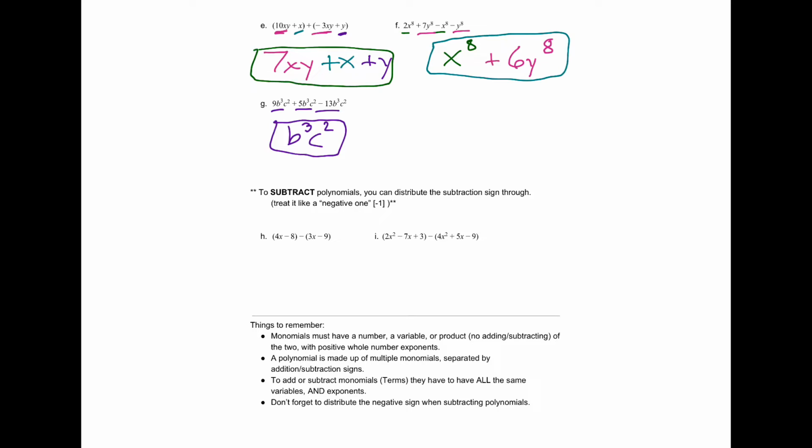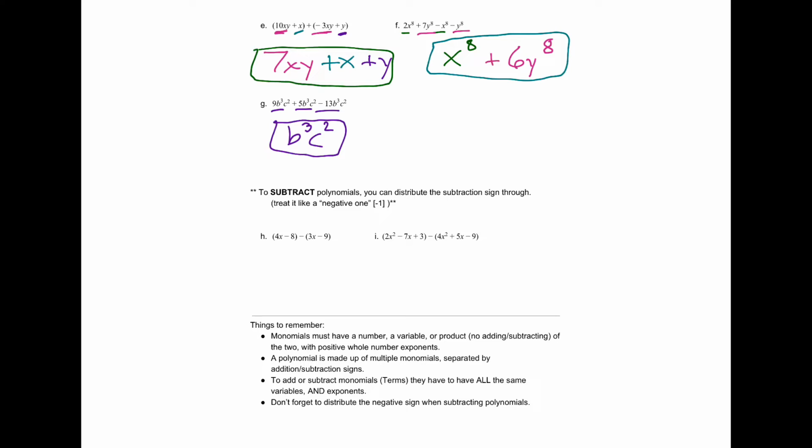And then we look at the y's. We have 7y to the 8th minus 1y to the 8th. So remember, same letters here, same numerical exponent. So 7 minus 1, since it's a negative, is 6y to the 8th.